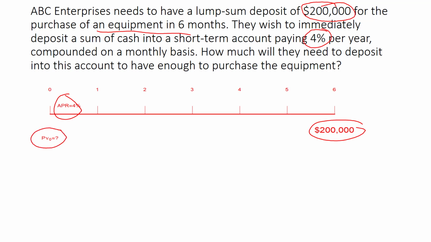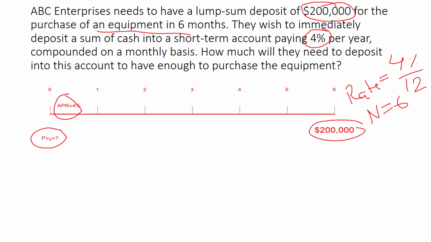So the APR is 4% and they need $200,000 in 6 months, and how much should they deposit? That's your question. In order to solve this problem, first we need to find the periodic interest rate. The rate is always equal to your APR, which is 4% in our case, over 12. So that gives us the rate. Next we need the number of periods, which is n. For this case n is going to be 6.